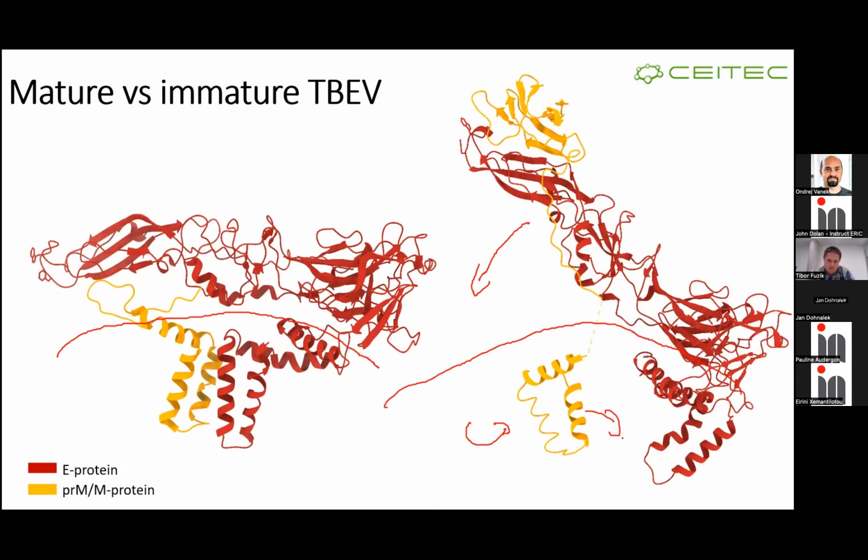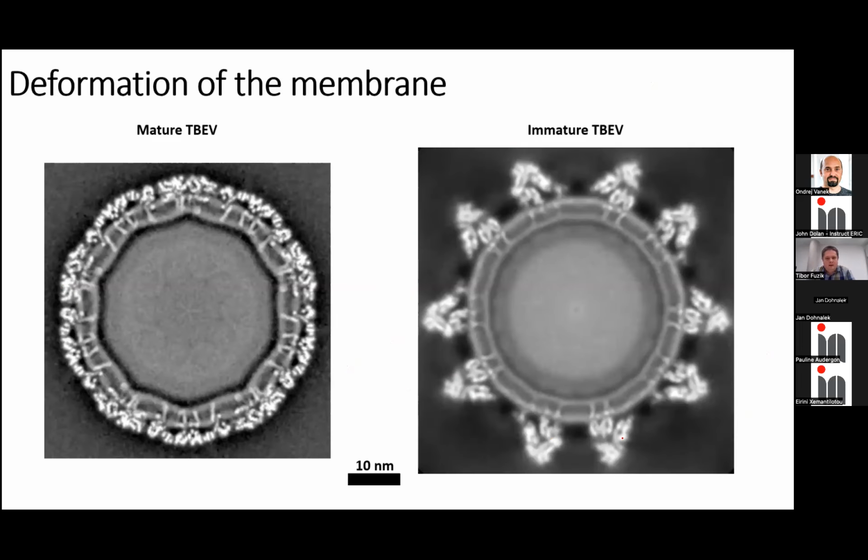Because of the difference in the localization of the membrane helices in the mature and the immature form of the particle, we can see another effect. The membrane underneath the E protein looks a little bit different in the mature form of the TBEV than in the immature form. In the mature form, you can see that the membrane is nicely curved and ridged from the inside, whereas in the immature form, it forms more like a circular surface. And this is caused by the tension that these helices are making relative to each other's positions.